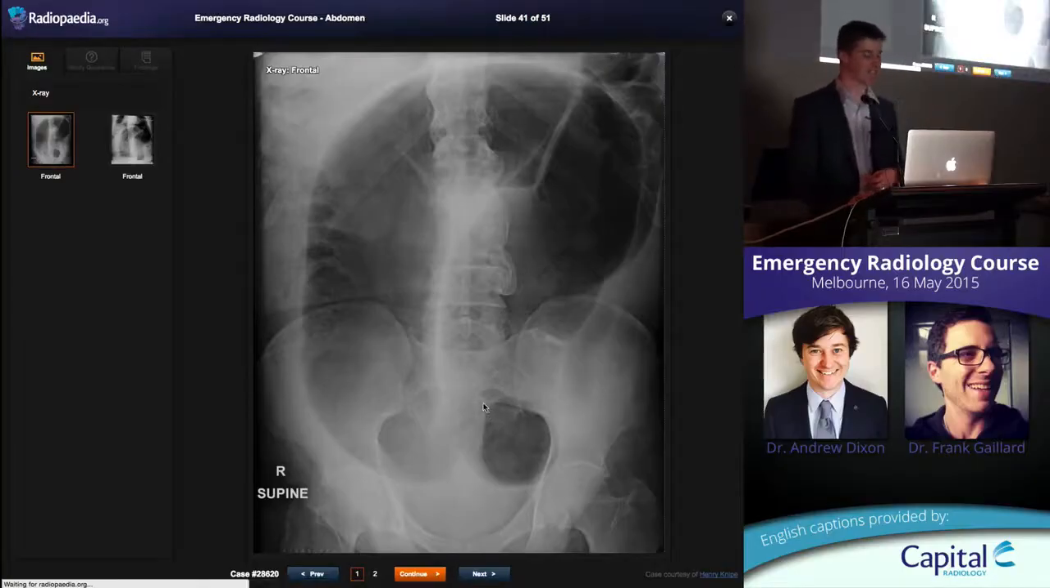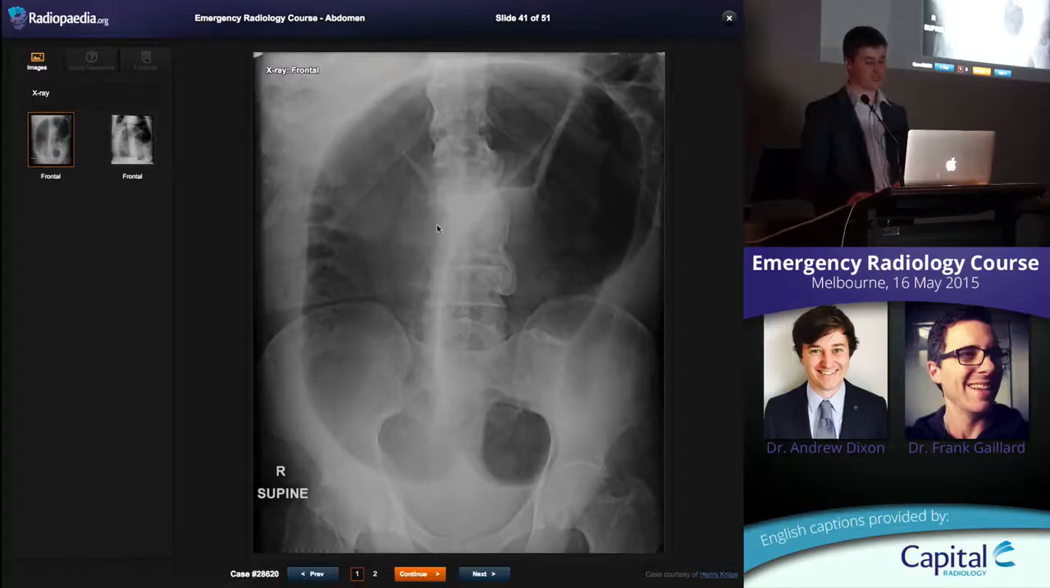Really ram it home. So this is the sigmoid volvulus. Just have a look. Firstly, you've got those three lines, one line out here, a line in the centre, and a line out here, creating that coffee bean kind of appearance. The central line in the middle of the coffee bean, all pointing down towards the pelvis.